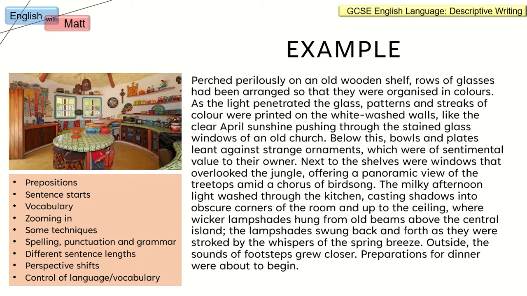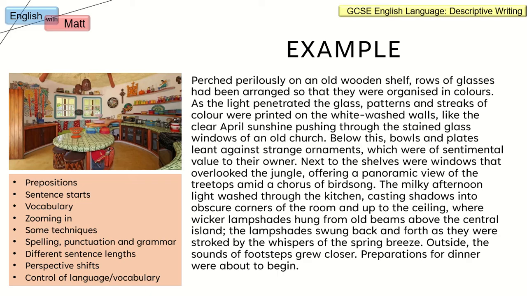But perched perilously on an old wooden shelf, rows of glasses had been arranged so that they were organised in colours. As the light penetrated the glass, patterns and streaks of colour were printed on the whitewashed walls, like the clear April sunshine pushing through the stained glass windows of an old church. Below this, bowls and plates leant against strange ornaments, which were of sentimental value to their owner.